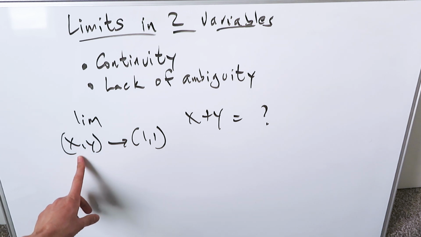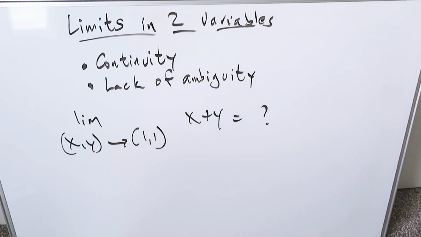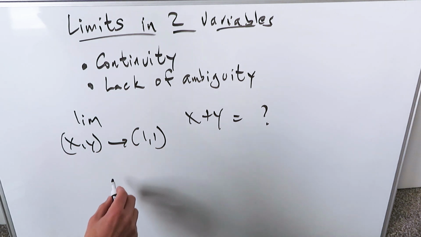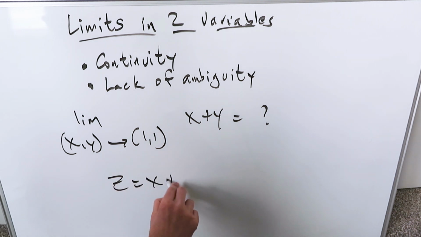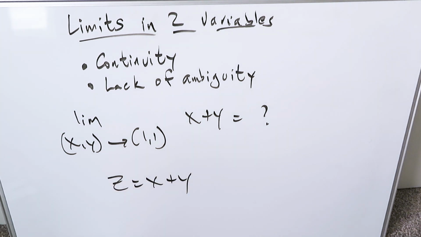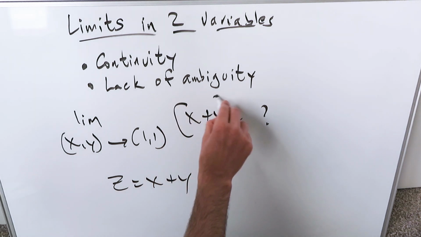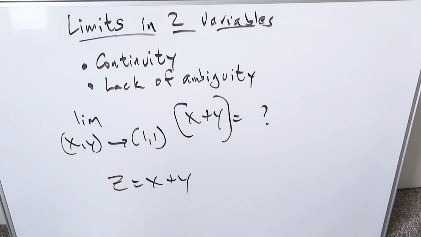Limit as x approaches 1, y approaches 1. We have the equation x plus y. What would your equation be here? Really, it would be z is equal to x plus y. You can graph this out on the three-dimensional graphing tool. I can show you some of this shortly in this video towards the end. What would be the outcome of this particular two-variable limit?